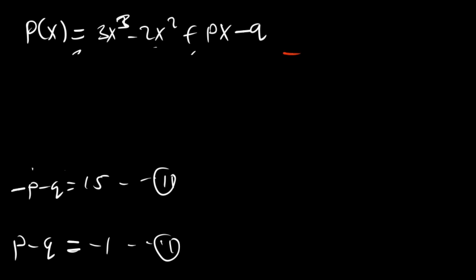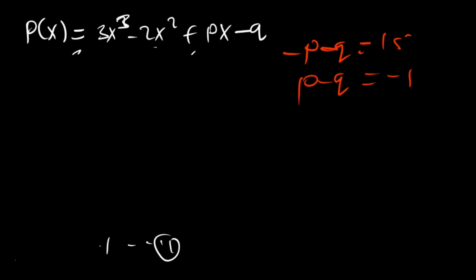So we have negative p minus q is equal to 15, and p minus q is equal to negative 1. Simultaneous equation. I'll use substitution. Let's make p the subject of the formula in the second equation. p will be equal to negative 1 plus q. In the first one, where there is p, let's put negative 1 plus q.